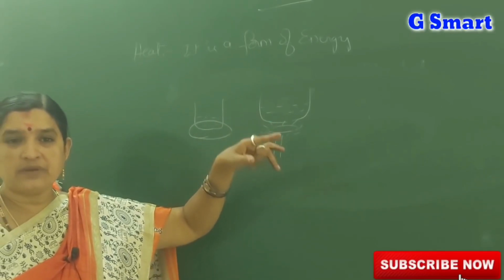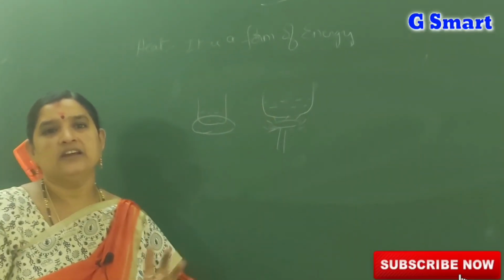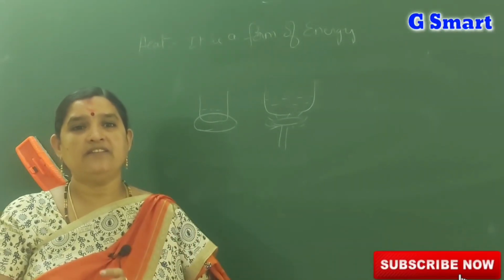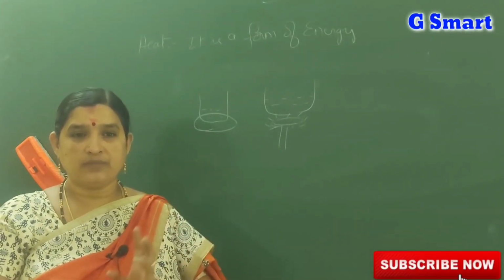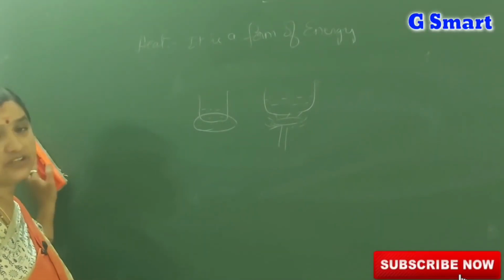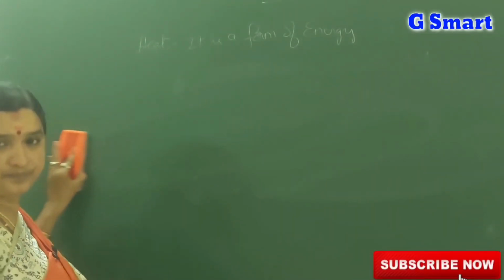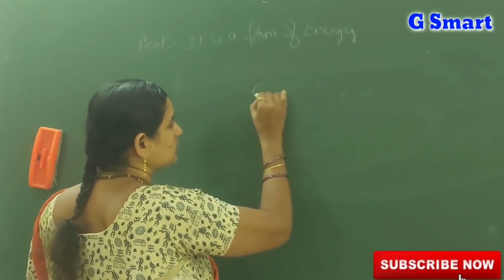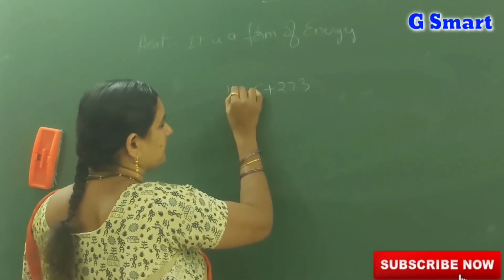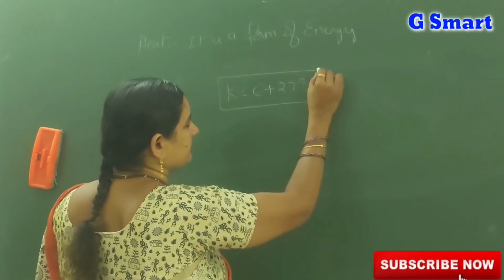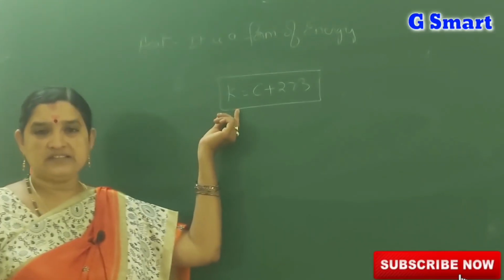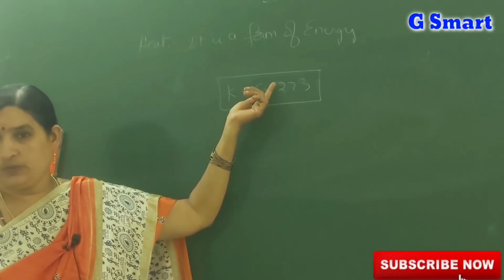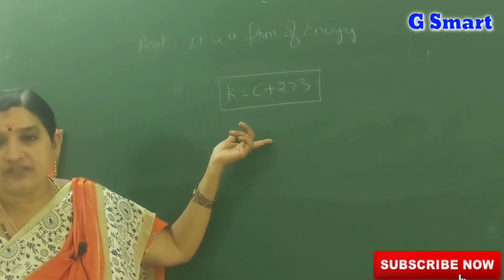Absolute temperature means the temperature which is measured in Kelvin scale. How can we convert temperature from centigrade to Kelvin scale? Temperature in Kelvin is equal to C plus 273. That is the relation. If you want temperature in Kelvin scale, you have to add 273 to the centigrade value. Then you get the absolute temperature value.